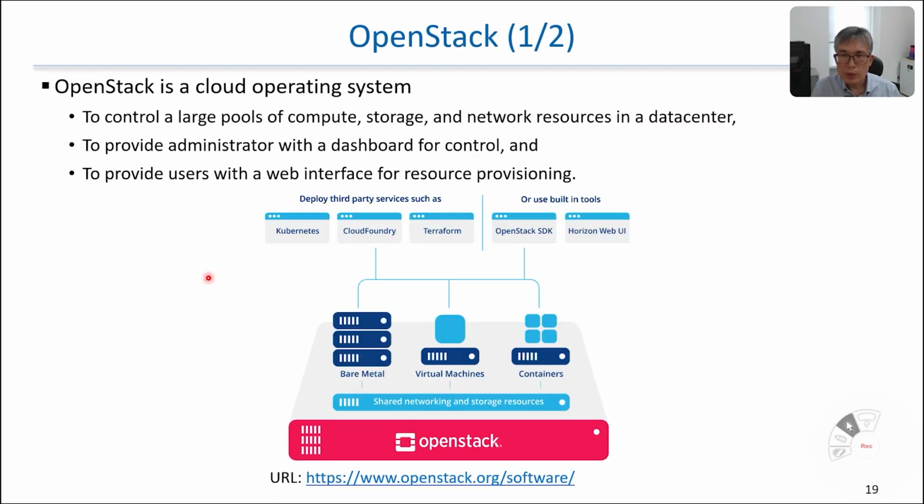We can take a look at each of them one by one. OpenStack is a cloud operating system, used to control large pools of compute, storage, and network resources in a data center, to provide the administrator with a dashboard, like this one, a web-based Horizon Web UI dashboard for control and monitoring, and to provide users with a web-based interface for resource provisioning.